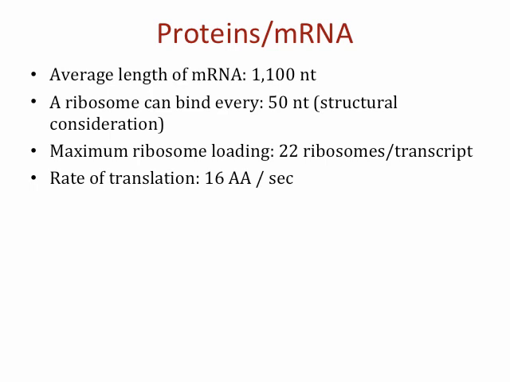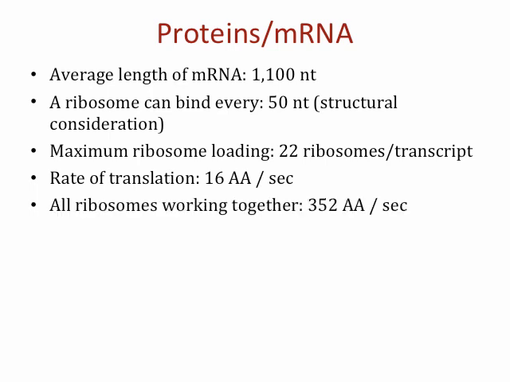So 22 ribosomes working together on a transcript could be incorporating up to 350 amino acids per second. And as I said, if you take the 1,100 nucleotides and divide by 3, you get the average amino acid length of a protein to be 367. So the effective translation speed here is that you can make 1 protein per second from the transcript.